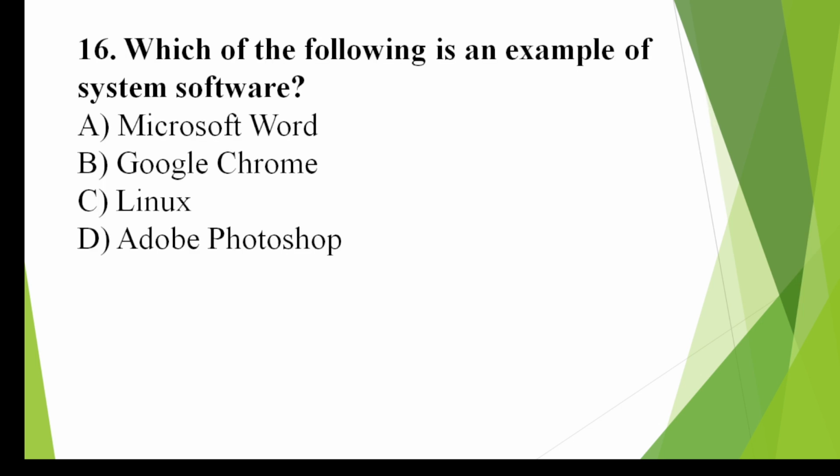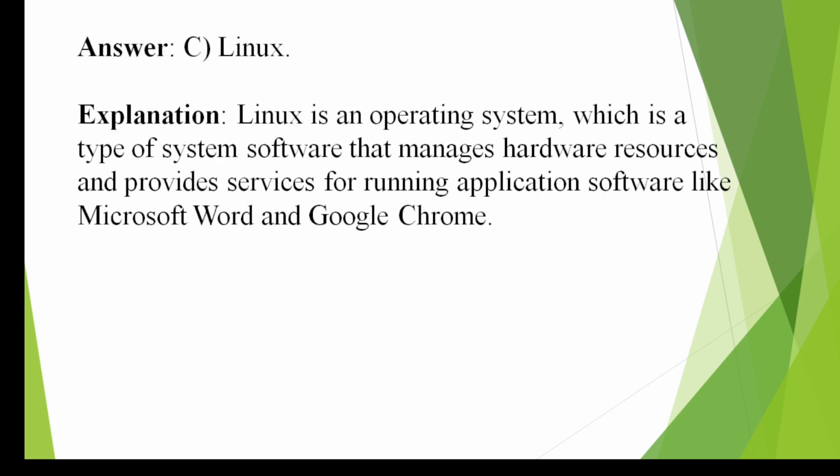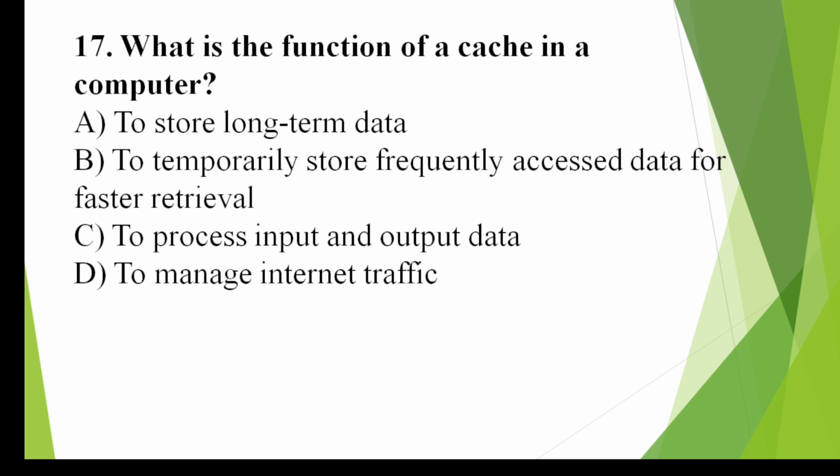Let's move to question number 16. Which of the following is an example of system software? A. Microsoft Word, B. Google Chrome, C. Linux, D. Adobe Photoshop. The correct answer is C. Linux. Linux is an operating system, which is a type of system software that manages hardware resources and provides services for running application software like Microsoft Word and Google Chrome.